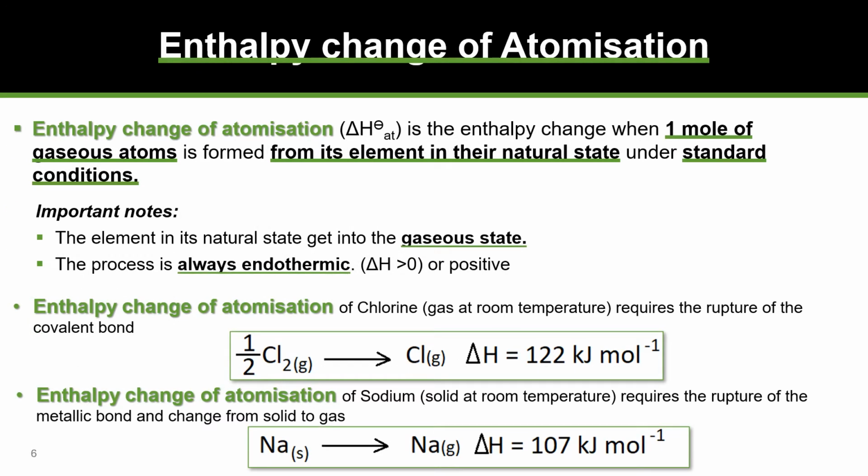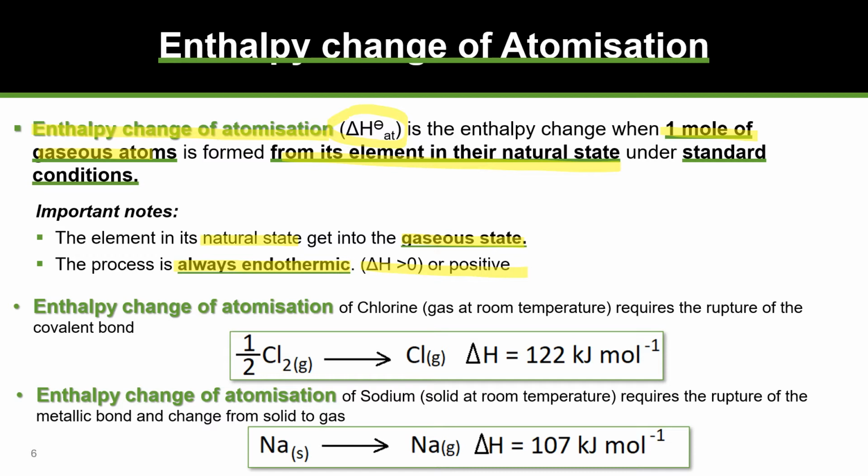Another definition that we need in order to build a Born-Haber cycle is the enthalpy change of atomization. The representation is delta H AT, and it is the enthalpy change when 1 mole of gaseous atoms forms from the element in its natural state. We need to know that if an element is not in the gaseous state, we need to put it in the gaseous state, and the process is always endothermic. That means that we need to give energy to the substance in order to break those bonds. Be careful with this, because this is a very common mistake.